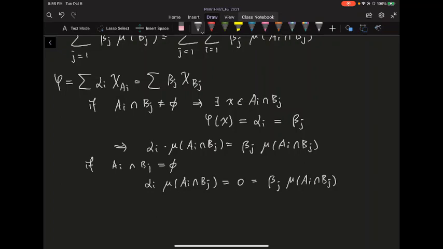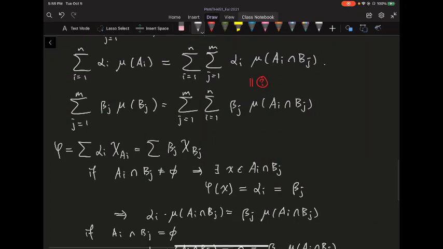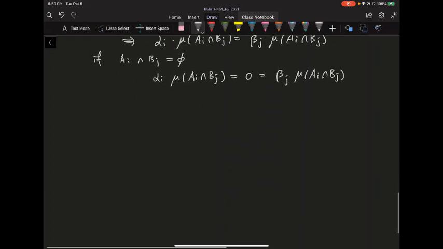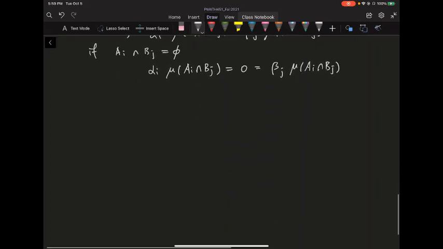So in any case, what we just showed is that if I fix an i and a j, alpha_i times mu of A_i intersect B_j is the same as the beta_j part. Each term is the same, and I'm doing a double summation, so they have to be the same. So this proves that I of phi is well defined.